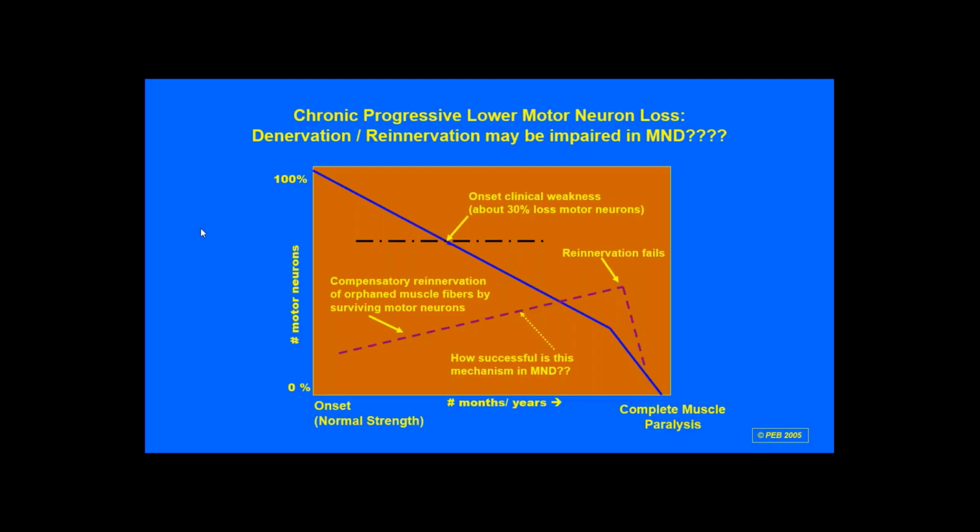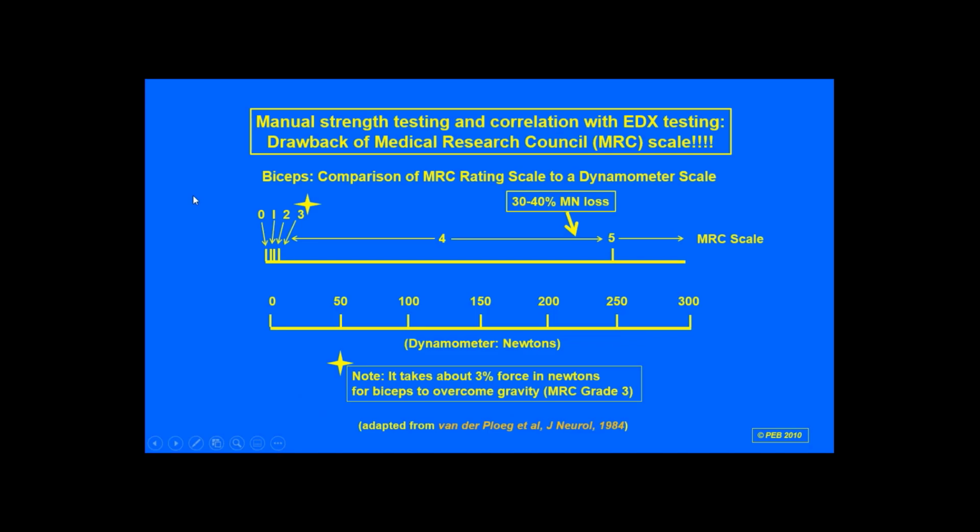So here we have, let me see if I can, dare I back it up here? Okay, well, it was only one slide. This was the slide I showed right after the poll. This shows the big range of 4 when we look at force in newtons. And not surprising, anyone doing clinical neurology and EMG knows this. And their point was it takes about 3% of force in newtons to generate grade 3.